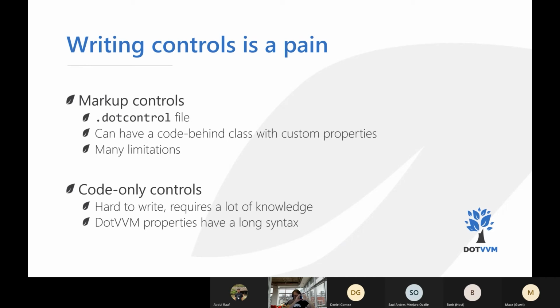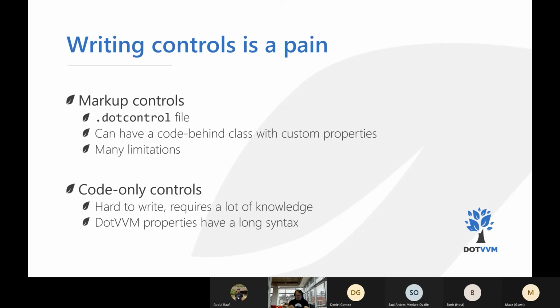So you basically copy the piece of markup, put it in a separate file with the .dotcontrol extension. And if you want to pass some parameters into it, you can create a code-behind class and define your custom properties there. This approach works, and it's great for components which are not very universal. Typically, it's some repeated piece of markup that appears in one application, but it's not very typical that you would take the markup control and use it in a different application, because it will probably be very application specific.